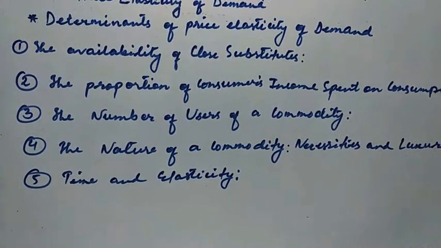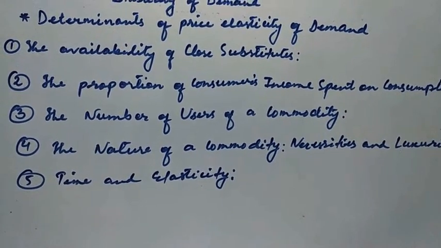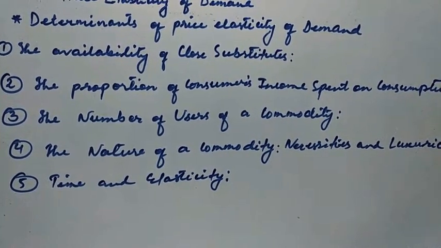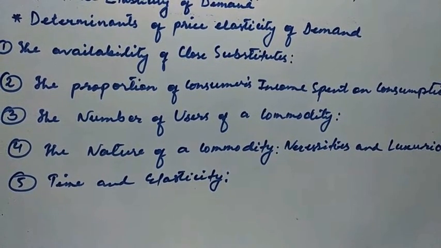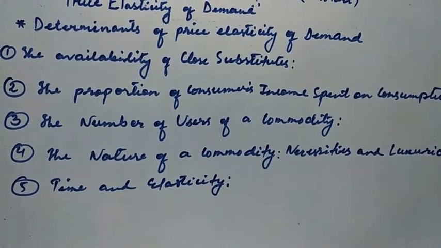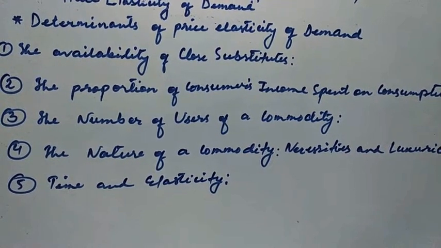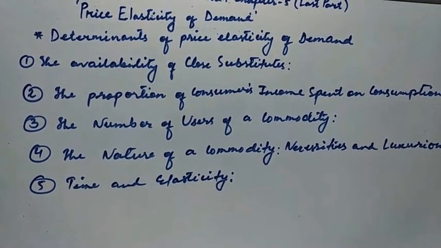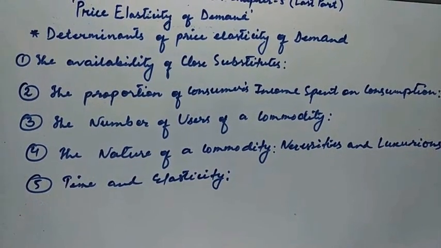So the demand for common salt, common soap, matchbox, and such other goods tends to be highly inelastic because a household spends only a fraction of its income on each of them, and when the price of such a commodity rises, it will not make much difference in the consumer's budget. So their price elasticity is inelastic because they are spending only a little fraction of their income.